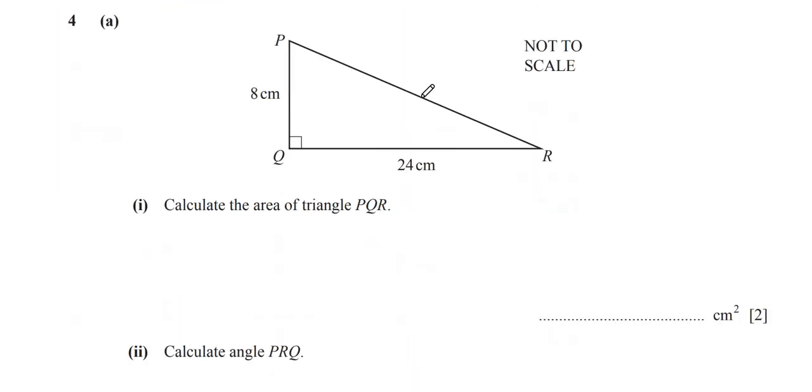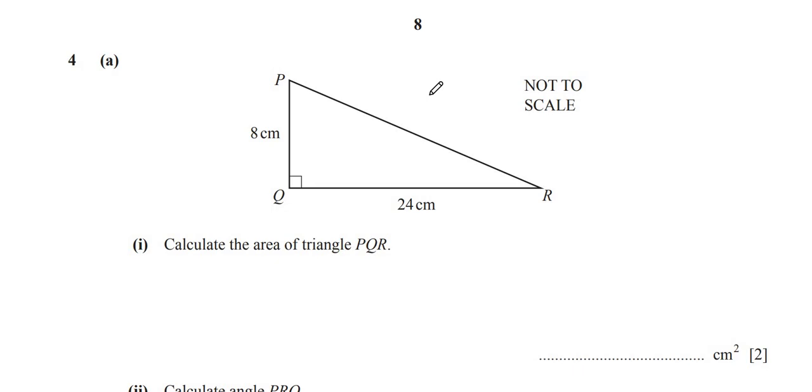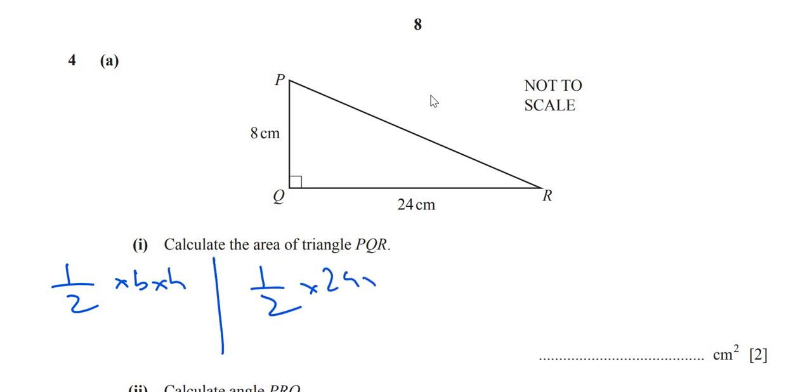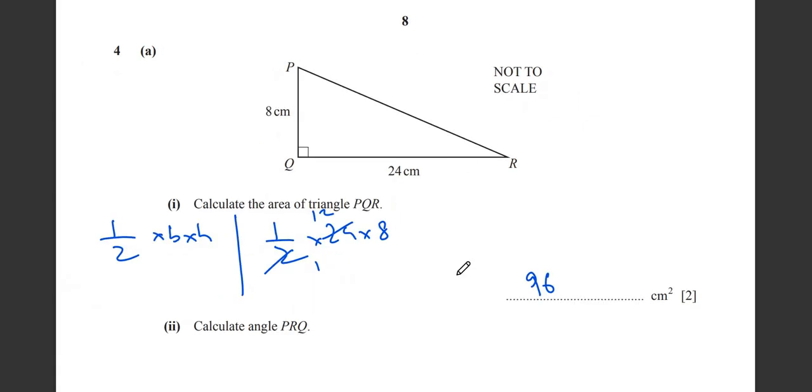Okay, moving on to the next question, it says calculate the area of the triangle, simply half into base into height, half multiplied by 24 multiplied by 8. Alright, so we will actually just do 12 multiplied by 8, which is 96.